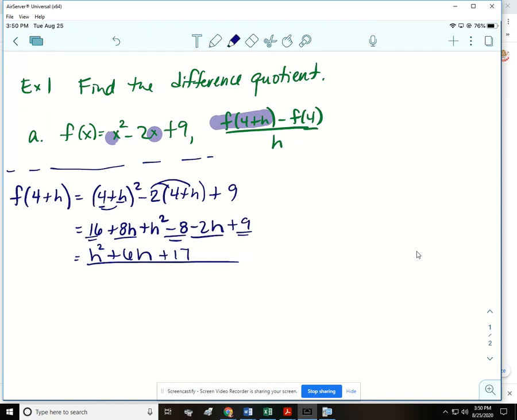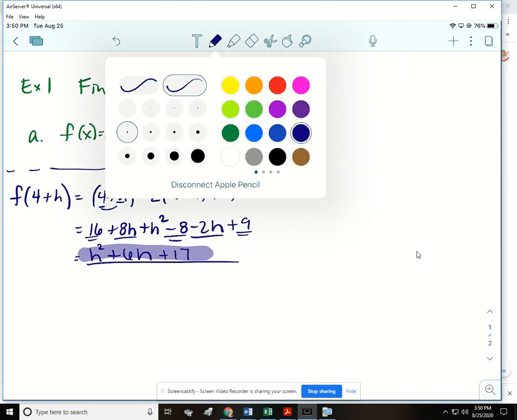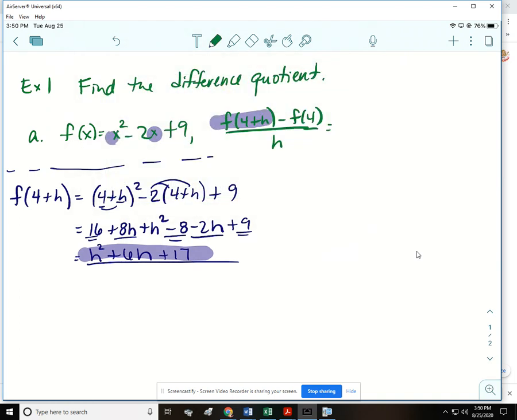Okay, so that whole thing. I'm going to go ahead and come up here and fill it in for that space. I'm just going to use that difference quotient that I started off with, and in the place of f of 4 plus h, I'm going to write what I got when I found it.